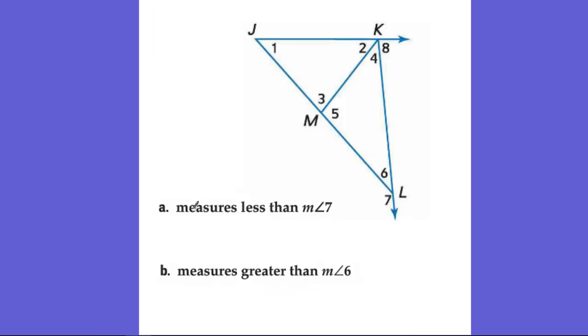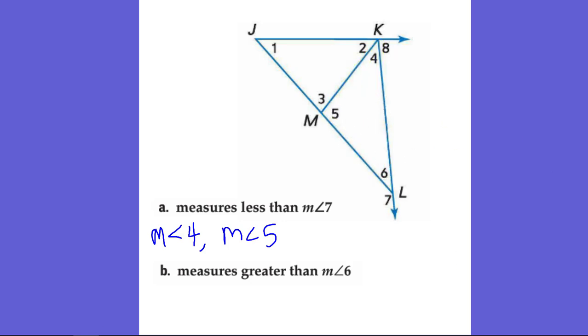On this next example, we want to find the measures of the angles that are less than angle 7. Angle 7 is an exterior angle for this triangle, KML. So angle 7 should be greater than the two remote interior angles, 4 and 5. So the measure of angle 4 should be less than the measure of angle 7, and the measure of angle 5 should be less than the measure of angle 7.